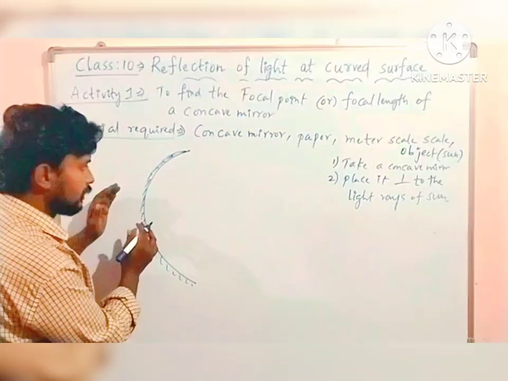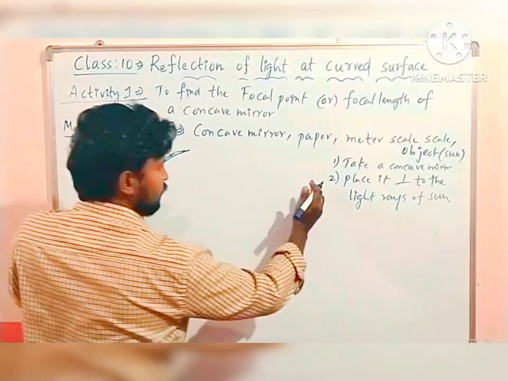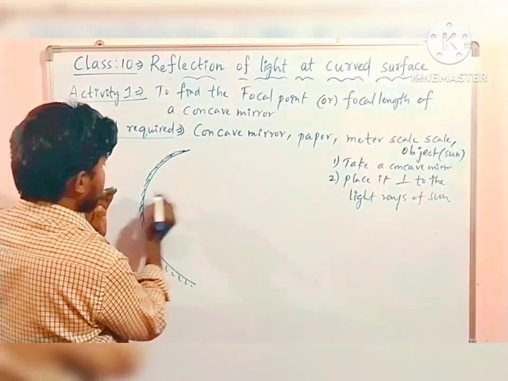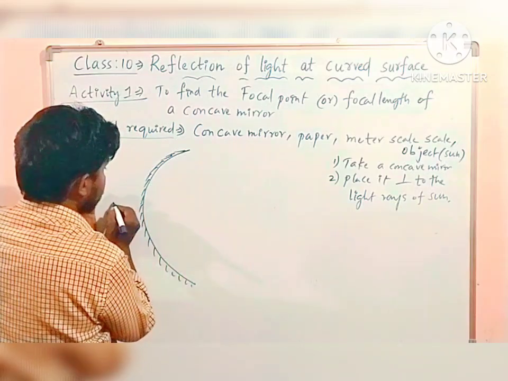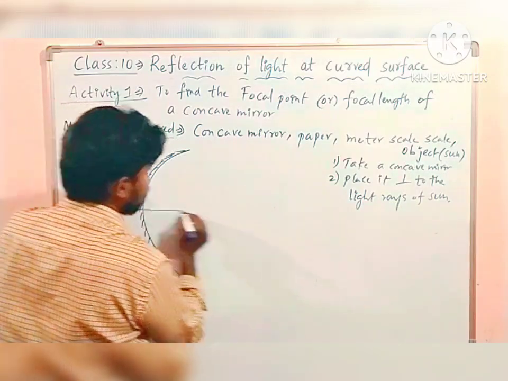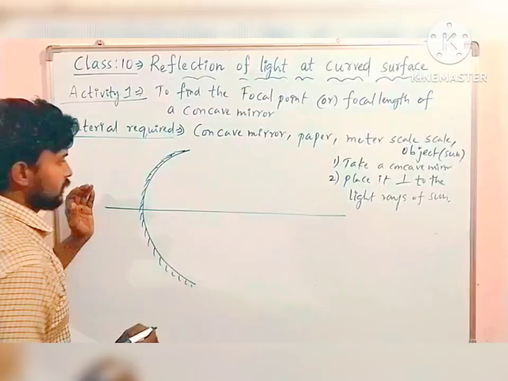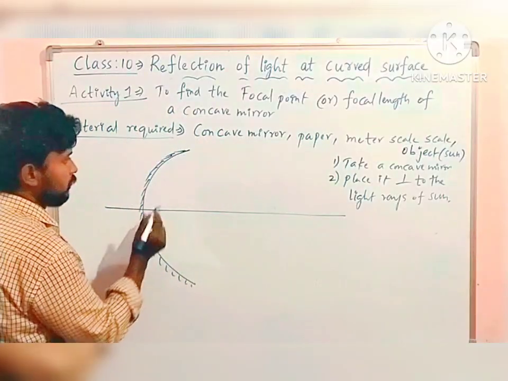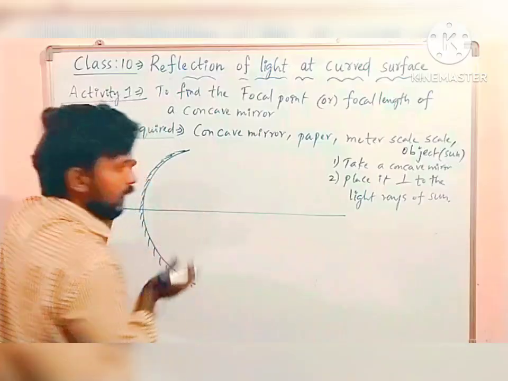So this is a concave mirror. We have to place it, imagine this is the sun, the sun is here. So we have to place it perpendicular to the sun rays, for example, here. This is a meter scale. Now look here. The first thing is to take a concave mirror.